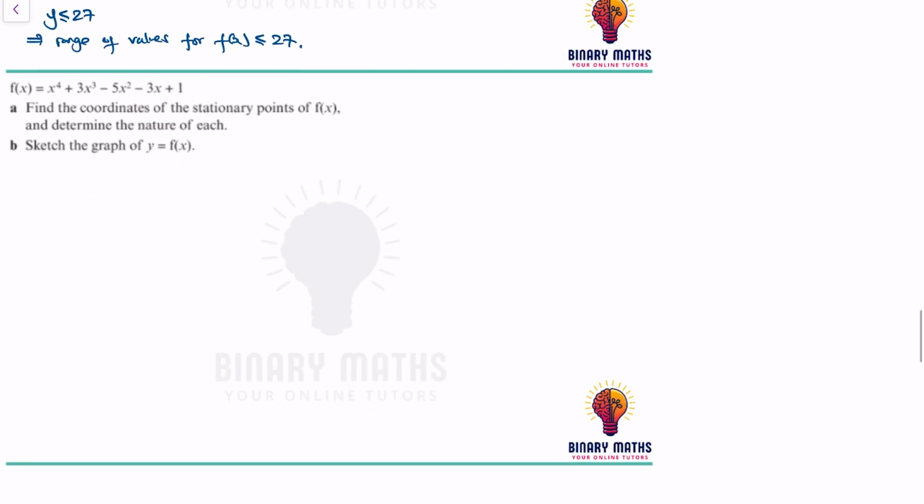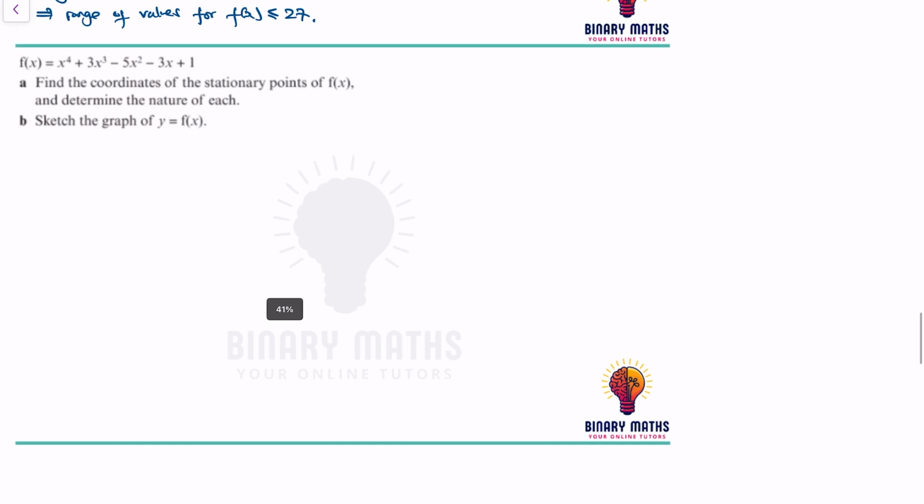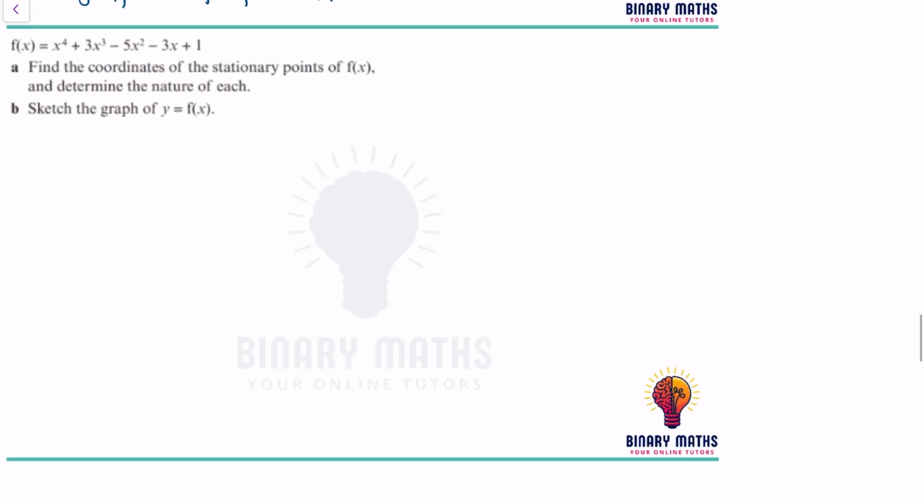Okay, one last example that I'm going to go through. So f of x is equal to blah, blah, blah. Find the coordinates of the stationary points of f of x and determine the nature of each. Okay. So this is a quartic, so this example might be quite long. The first thing I need to do is work out the derivative of f of x, f dash of x, which is 4x cubed plus 9x squared minus 10x minus 3.